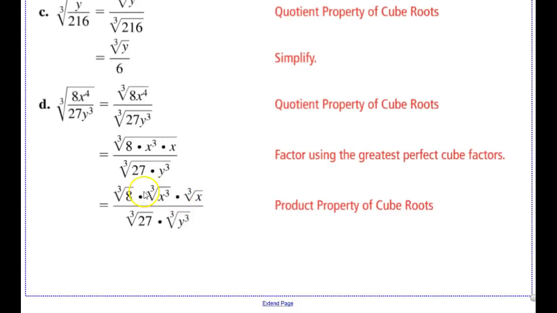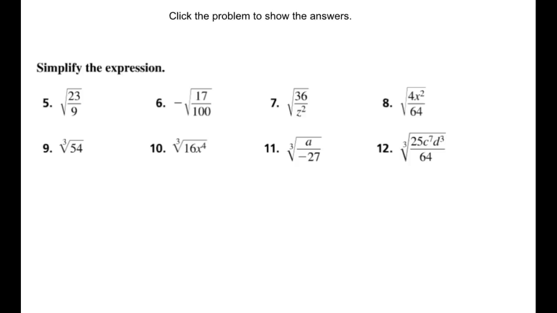So I use my product property to separate everything out, and now I can look at everything as one individual piece, because I know the cube root of 8, I know the cube root of x cubed, and I don't really know this, but I know that this is going to be simplified as much as possible. So from there I can simplify. I know the cube root of 8 is 2, and then I've got an x, and then I still have the cube root of x because I don't know what that is. The cube root of 27 is 3, and the cube root of y to the 3rd is y. So now I've got this as simple as possible after I broke it down into its individual pieces, and that's always where we want to start.